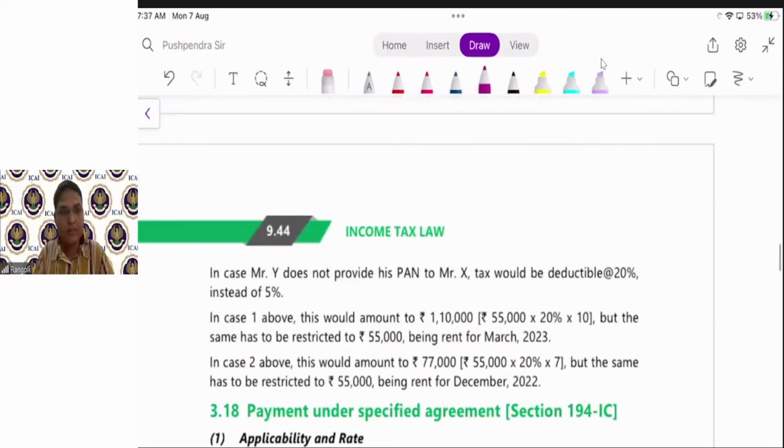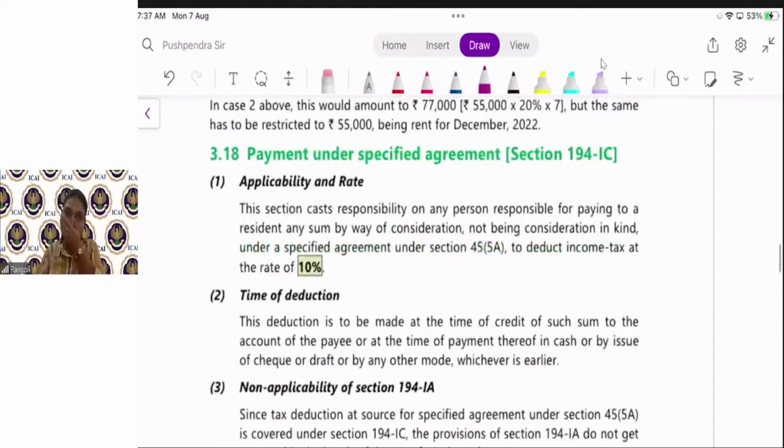Shall we go to the next section? Next is section 194 IC, that is payment under specified agreement. Now, what is specified agreement? The specified agreement you have already studied under section 45, subsection 5A. I'll just explain it in brief.